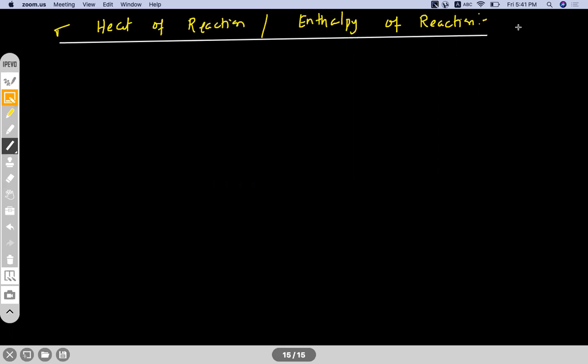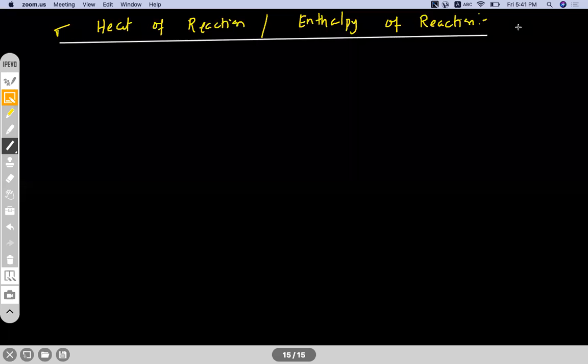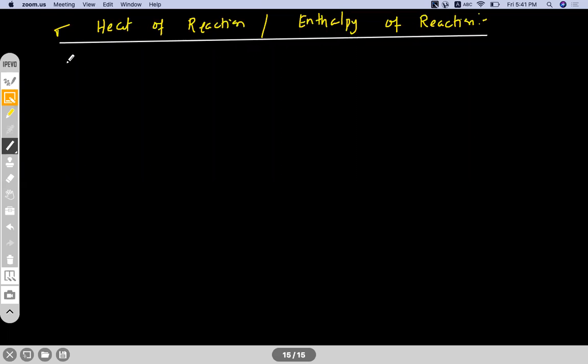So write down, first of all, heat of reaction. It is defined as the amount of heat evolved or absorbed.